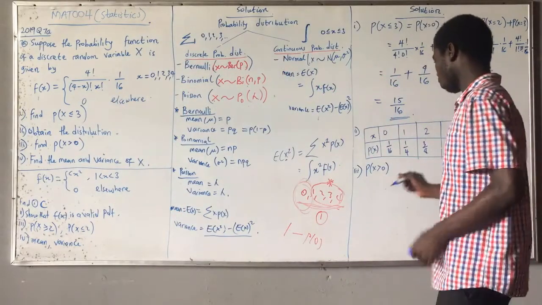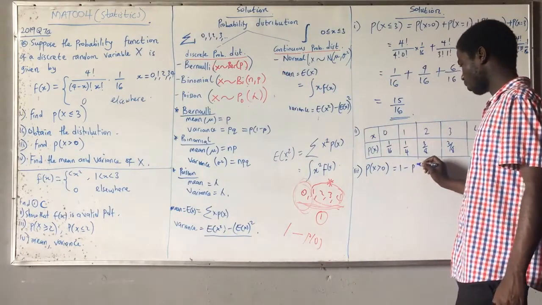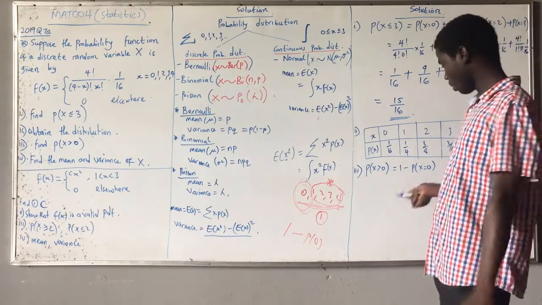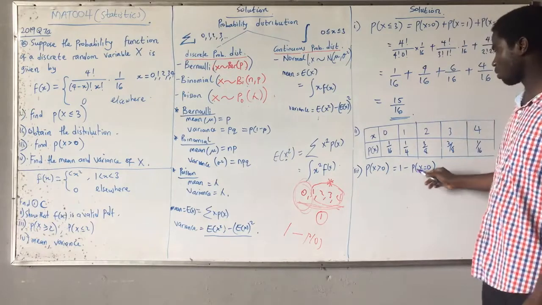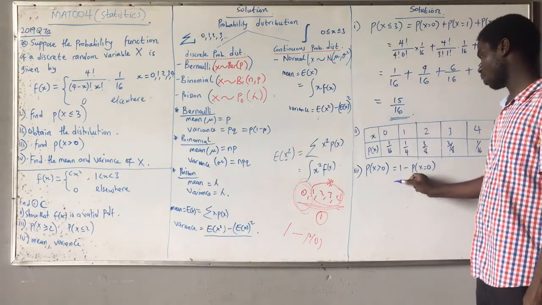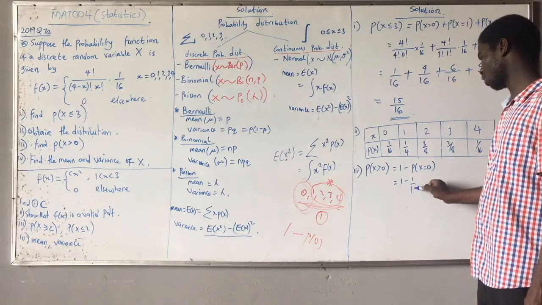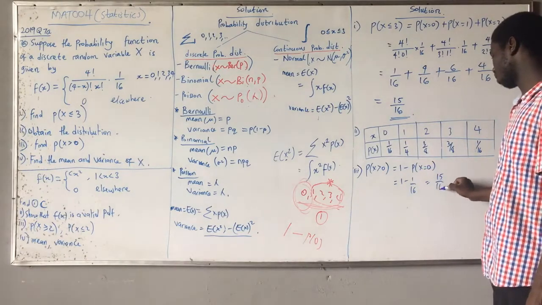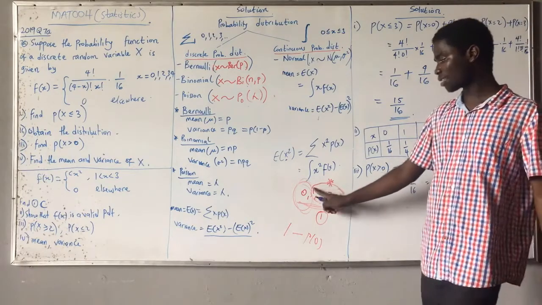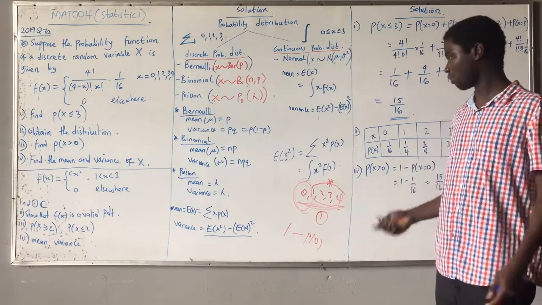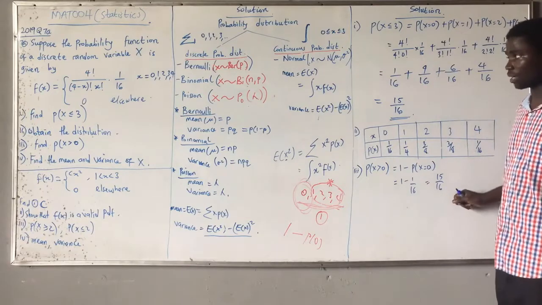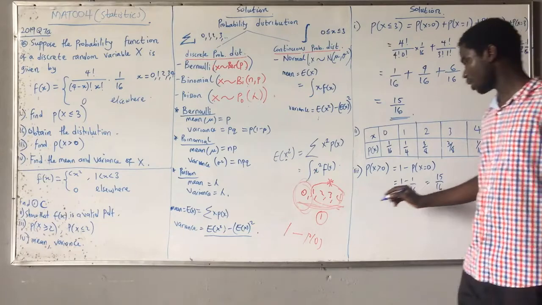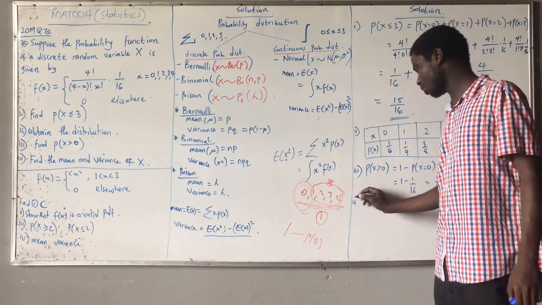So, you just do 1 minus the probability of S is less than or equal to 0. S is less than or equal to 0 means the probability of S equals 0. So what is the probability of S equals 0? If you've done that before, that is 1 minus 1 over what? 16. And that is what? 15 over 16. You can try the probability of S equal 1, S equal 2, S equal 3, S equal 4. You will see that you will still get 15 over 16 as well.